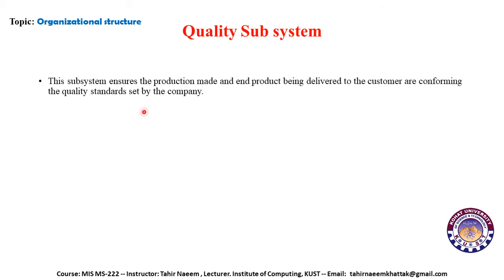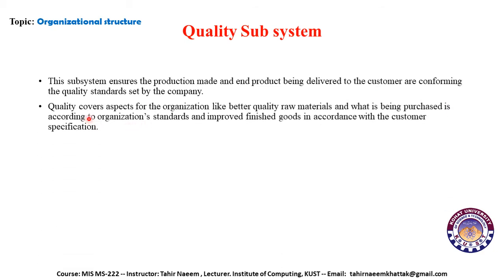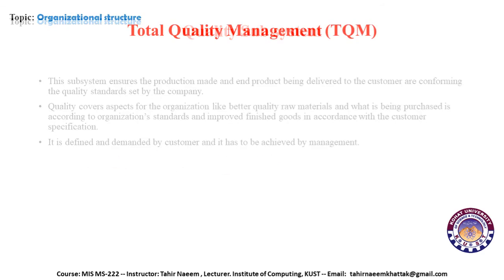Quality subsystem: the subsystem ensures the production made and the end product being delivered to the customer are conforming to the quality standards set by the company. Quality covers aspects for the organization like better quality raw material, and that what is being purchased is in accordance with the organization's standard, and improved finished goods in accordance with the customer specification. It is defined and demanded by a customer and it has to be achieved by the manager.